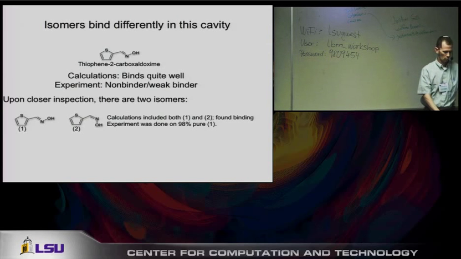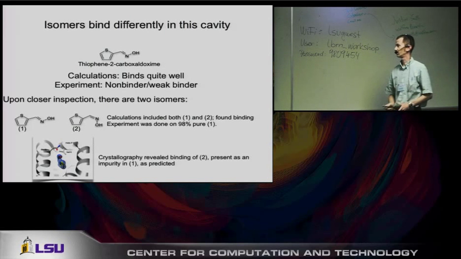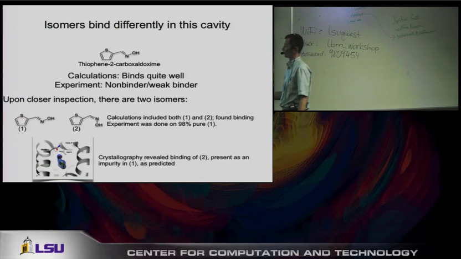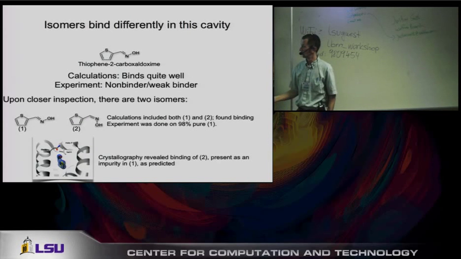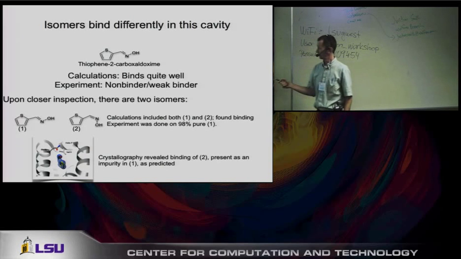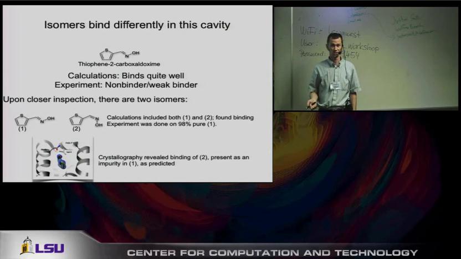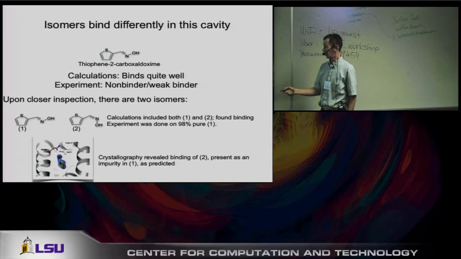So while we were figuring that out, the experimentalists followed up and tried to do crystallography to confirm that isomer 1 really didn't bind. They soaked isomer 1 into the crystal, and lo and behold, they found something binding, but it was isomer 2. How did that happen when they were doing the experiment on number 1? Well, apparently isomer 2 is present as a 2% impurity in the solution of isomer 1, and isomer 2 binds well enough that it pops into the crystal structure when you do that.